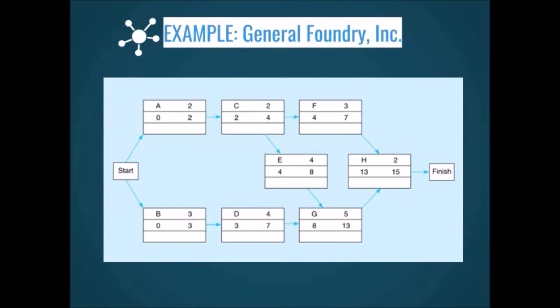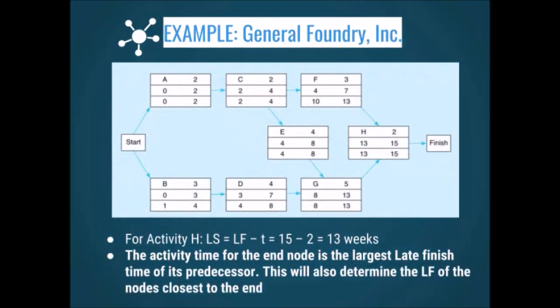Now let us do the latest finish and latest start. The activity time for the end node is the largest finish time of its predecessor. For this example, it is 15 from activity H. Thus, the latest finish time is 15 for activity H. For the latest start time, it is 13 since it is computed as the latest finish minus the activity time. So 15 minus 2 is equal to 13. The same thing is done for the rest of the activities.